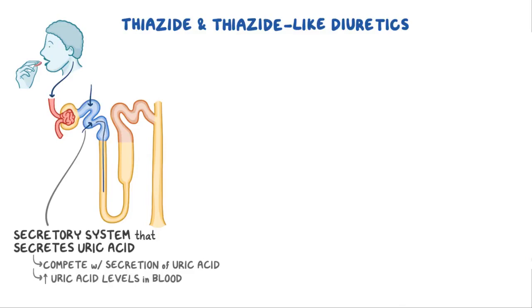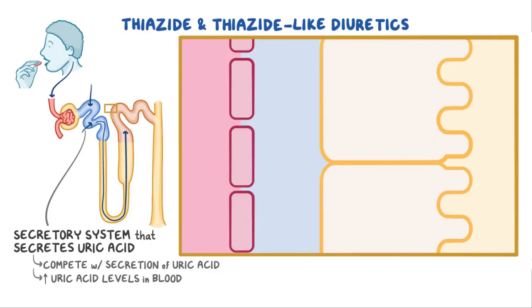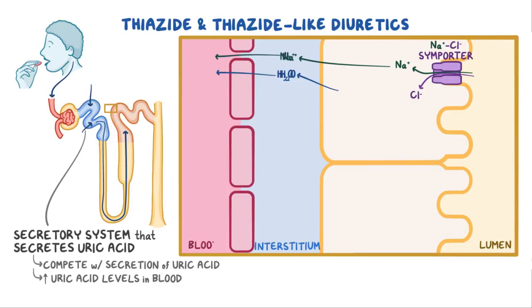Next, they travel along the filtrate until they reach the distal convoluted tubule. This part of the nephron is lined by epithelial cells. Now, on the luminal side of these cells, there's a nifty little sodium chloride symporter. This channel reabsorbs one sodium and one chloride ion together from the tubule into the cell. Sodium is reabsorbed along with water into the interstitium and then into the bloodstream.